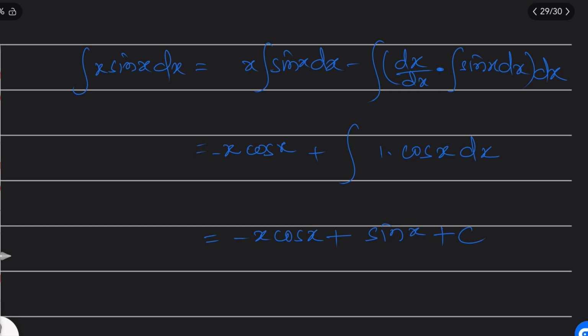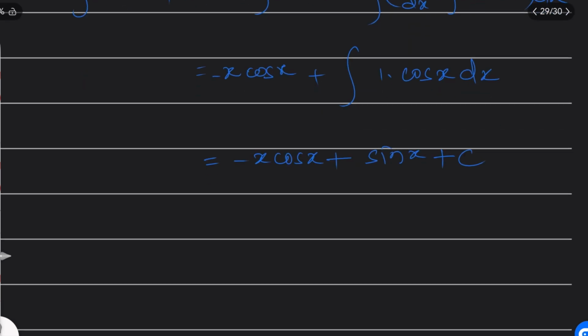So for division form, it is not required. Why? Let's say you have x e to the power x by e to the power x as the given function. So you can write this as x e to the power minus x. Similarly, if a function is given like x by sin x, you can write it as x sin x to the power minus 1.